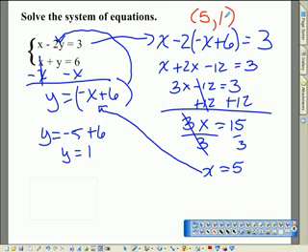What's the disadvantage of solving a system by substitution? Too much work. That's your definition. It is. It's a lot of steps.